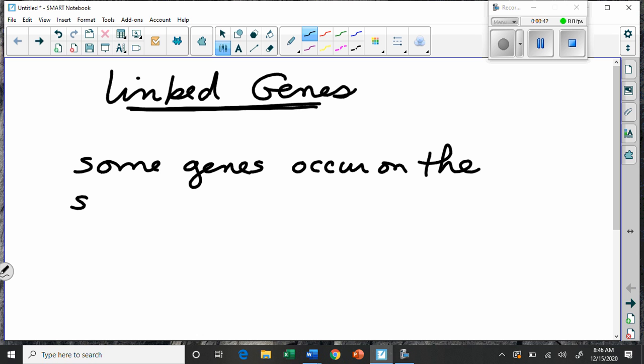Linked genes occur on the same chromosome. So essentially what that means is they cannot separate from each other in meiosis. They travel with the same chromosome, at least most of the time. We'll talk about that in a minute.